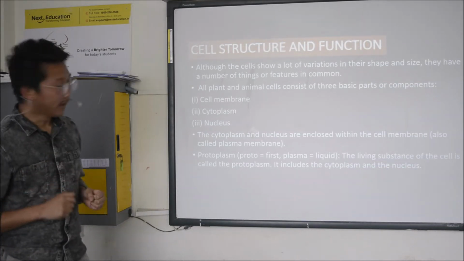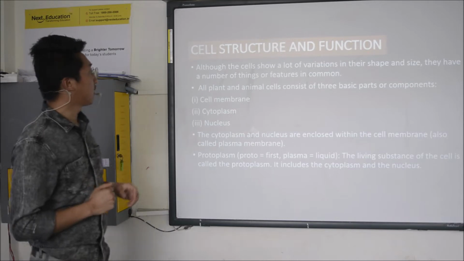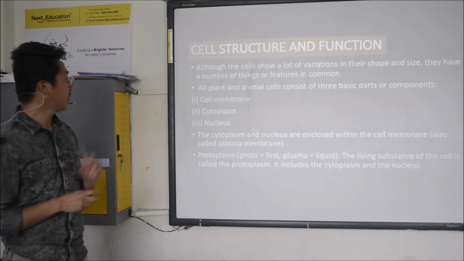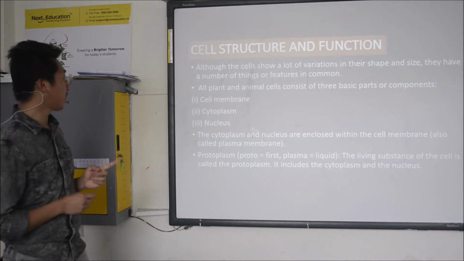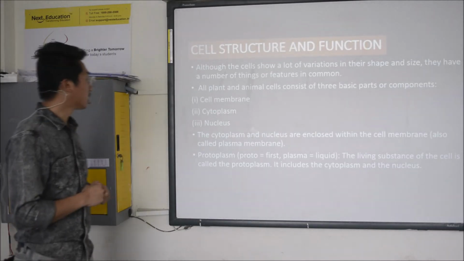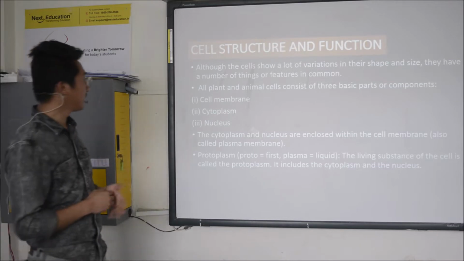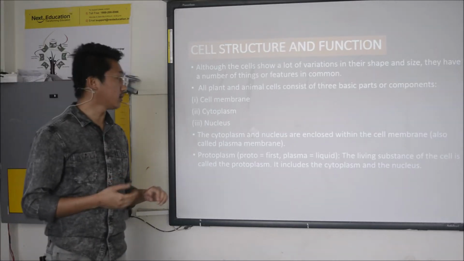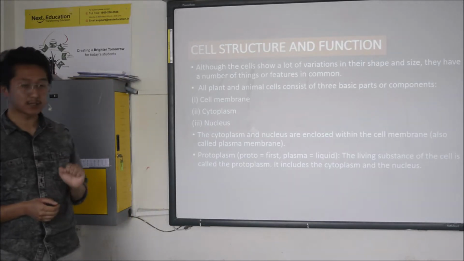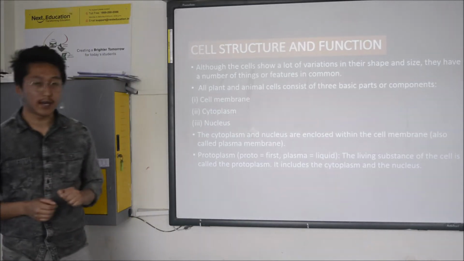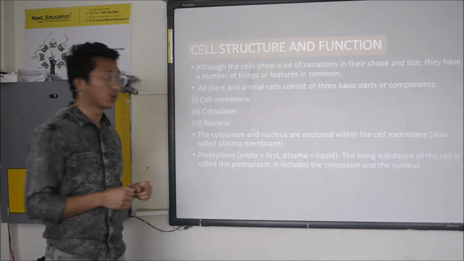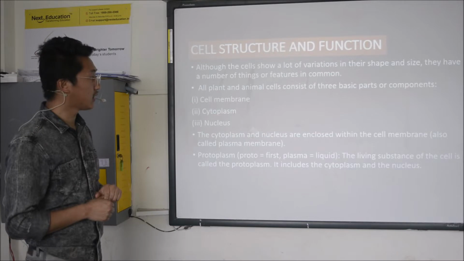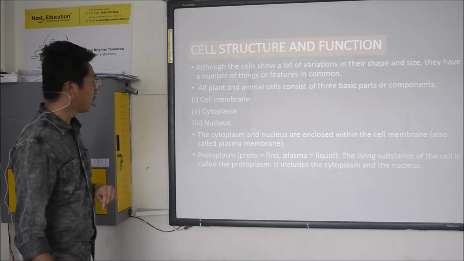Okay, all plant and animal cells consist of three basic components. The first one is the cell membrane, the second is cytoplasm, and the third is the nucleus. We will study each one in detail. The cytoplasm and nucleus are enclosed within the cell membrane, also called the plasma membrane.